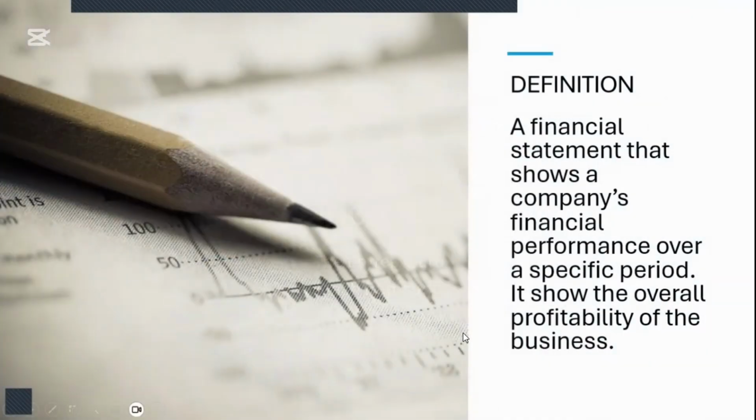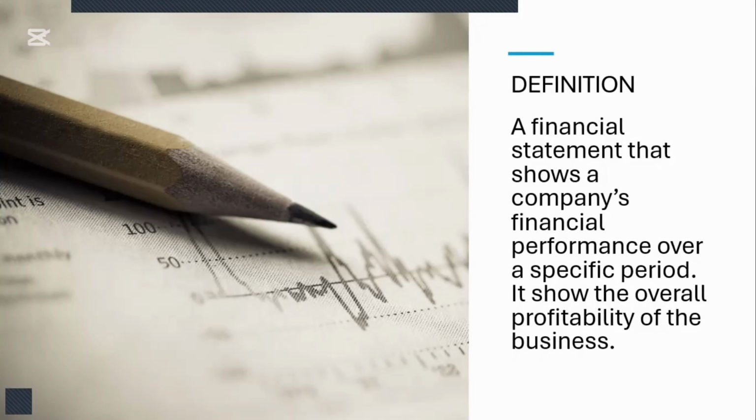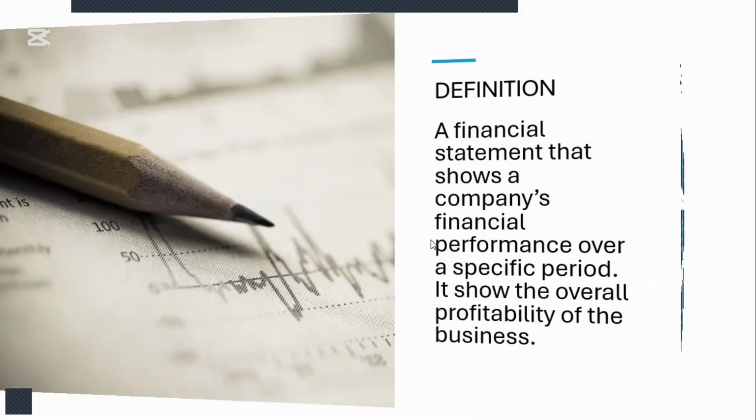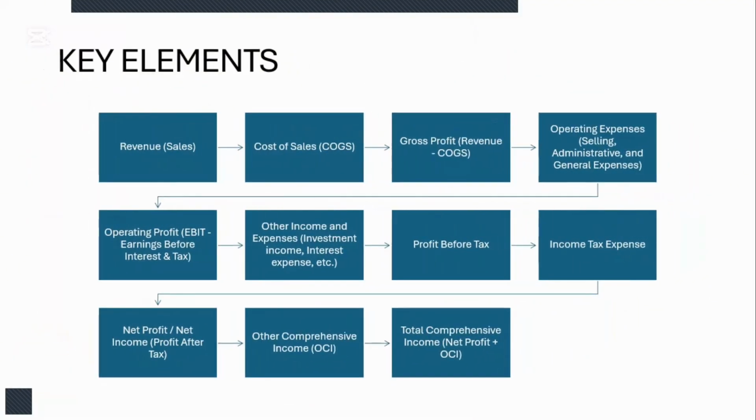So first area, what exactly is a statement of comprehensive income? It's a statement that shows the company's financial performance over a specific period. Specifically, it will focus on the profitability of that business. There are some key elements of this area.